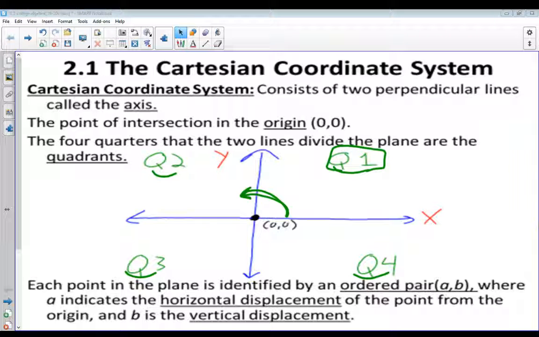So make sure, if you're asked to find out what quadrant a point is in, you know that the first quadrant starts here, and then quadrant 2 is the one in the upper left. And then just keep going counterclockwise from there for quadrant 3 and quadrant 4. As long as you understand that, those problems will be a piece of cake.